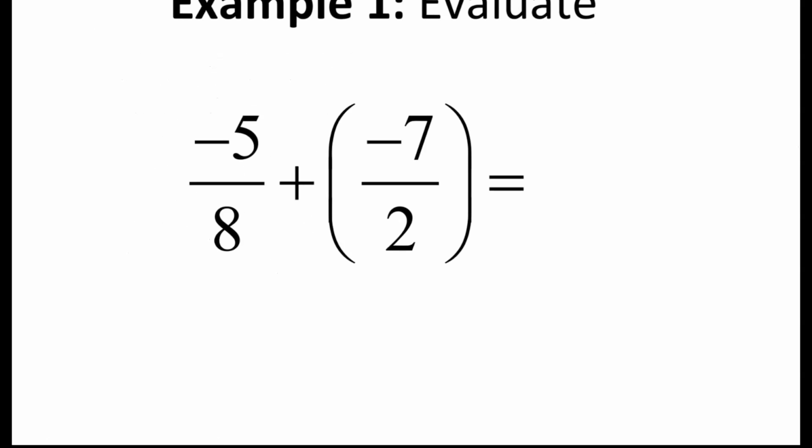Now in example 1 here, we have negative 5 over 8 plus negative 7 over 2. The first thing that we want to look for is what is our lowest common denominator. Well, we can't turn 8 into 2, but we can turn 2 into 8. So if we multiply 2 by 4, you will get 8.